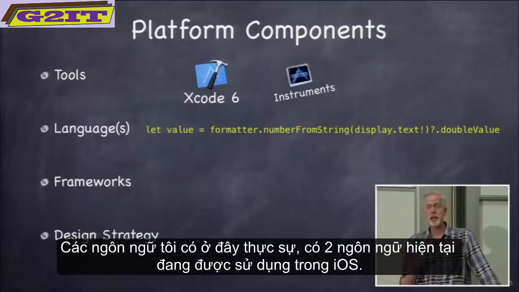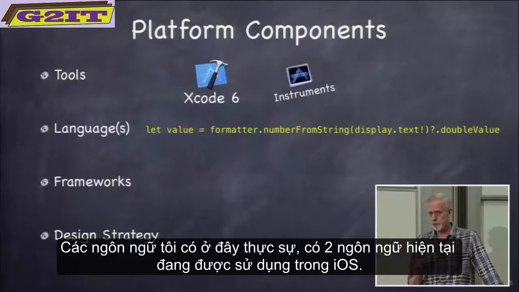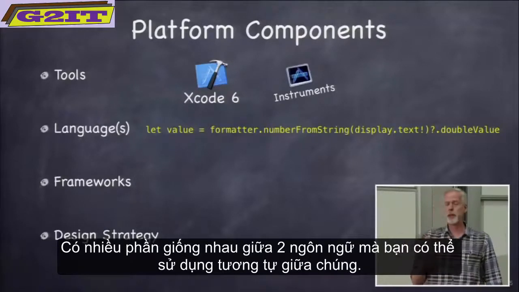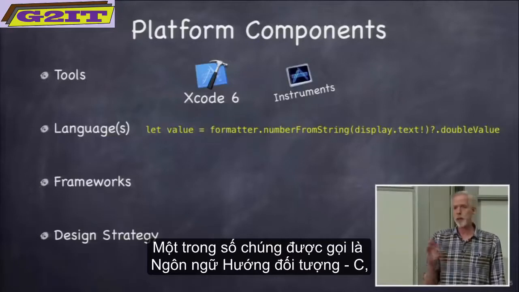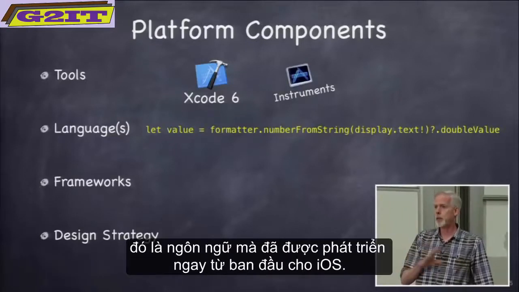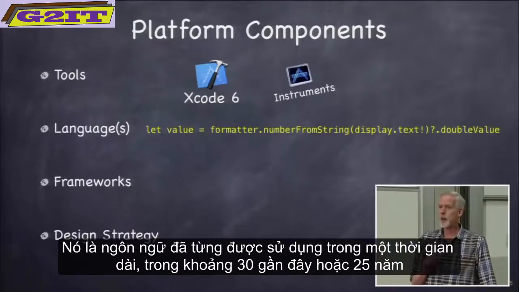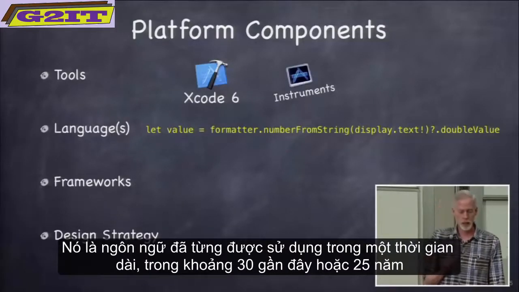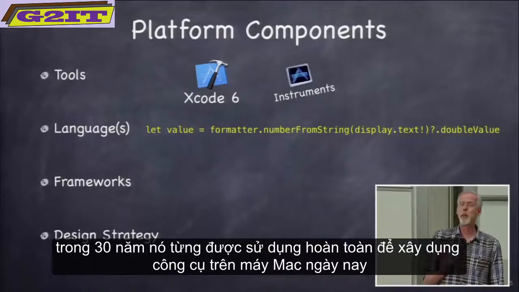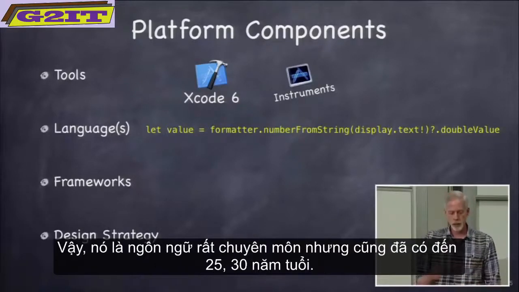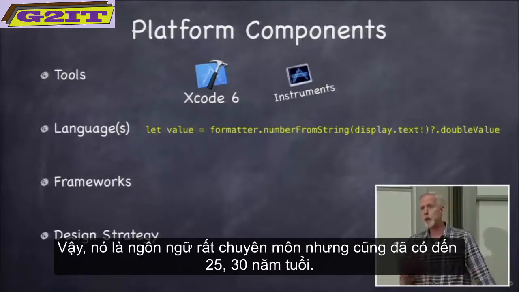Languages: there's actually 2 languages in iOS now. They are peers. You can pretty much use either one. One of them is called Objective-C. That's the language that iOS was originally developed for. It's a language that's been around a long time, probably 30 years. Or 25 to 30 years that it's actually been used to build stuff that's on the Mac today. So it's a very mature language, but it is also 25, 30 years old.